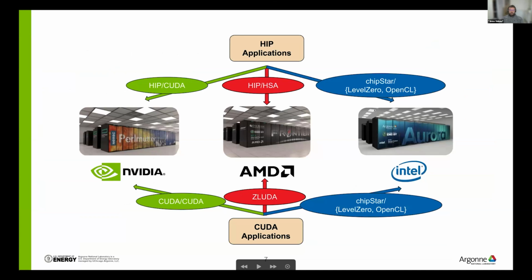So the idea is that for a HIP application, you would run CUDA on an NVIDIA machine, HIP HSA on an AMD one, and chipStar, which is our HIP implementation, on top of Level Zero. And the CUDA side is more or less the same. There exists a project called Ludwig, which tries to transcompile PTX to AMD directly as well, which could be envisioned to be used for CUDA applications on AMD if you didn't want to HIPify them.